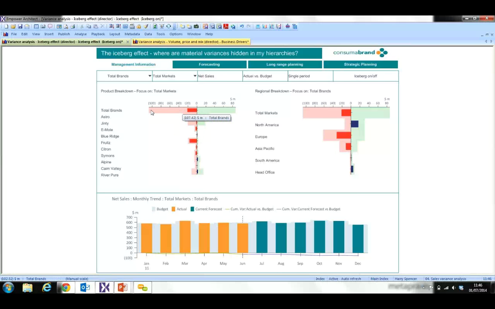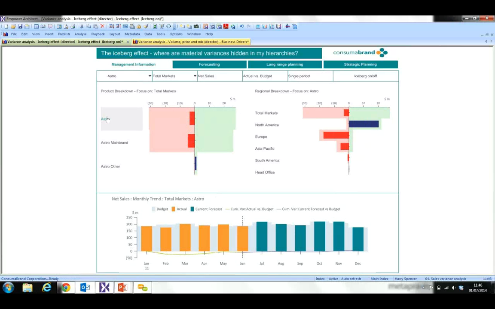So for example, in Astro, although the variance that I see at the top level is only 3.5 million, actually beneath that, if I were to add up all the unfavorable variances, I've got 31.3 million, which is worth exploring. So I can do that again by drilling down.